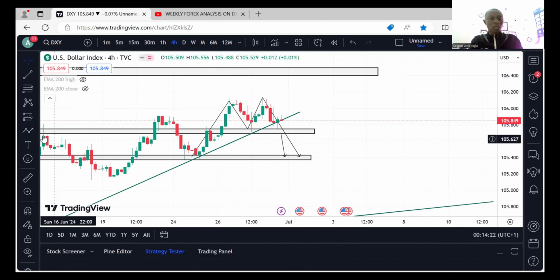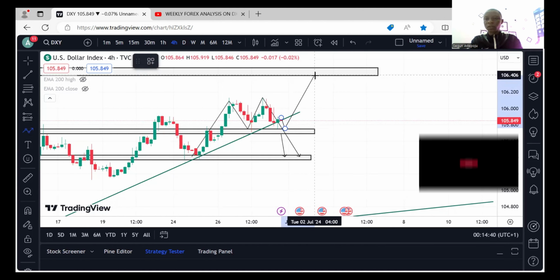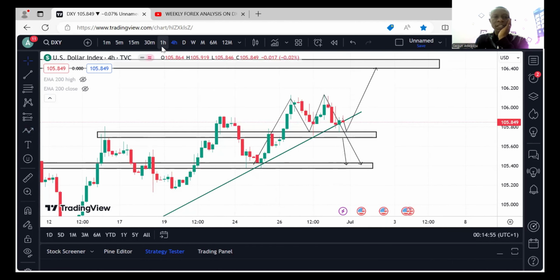Let me do so. I expect the market to do a pullback, as it normally does, and then go back to move up for its continuation, which is 106400. This is my analysis on the dollar index.